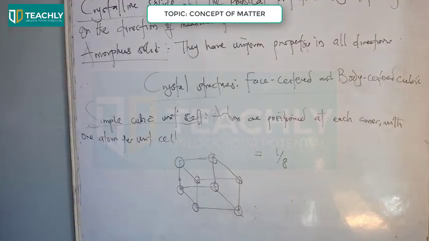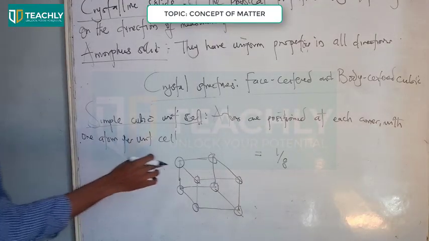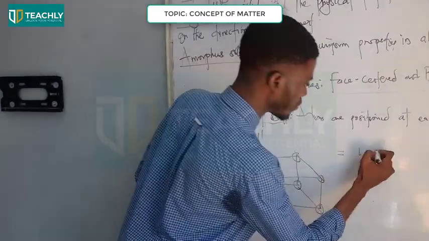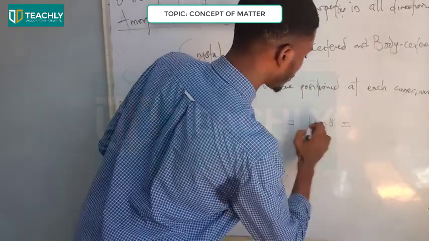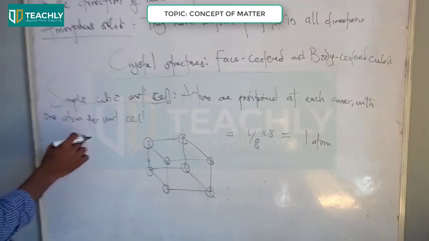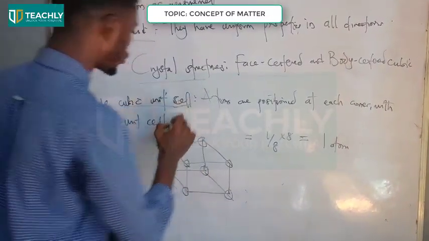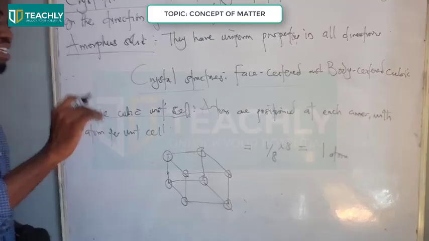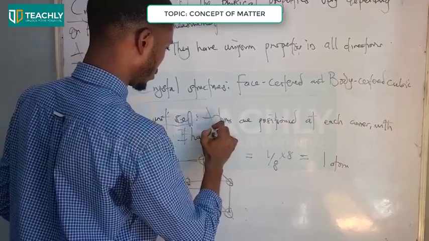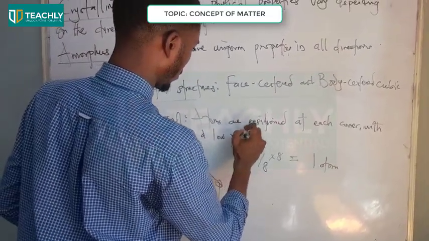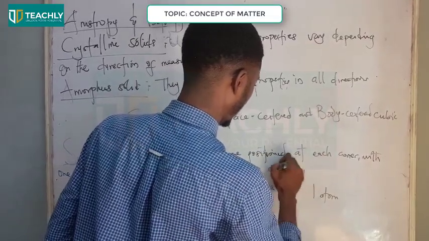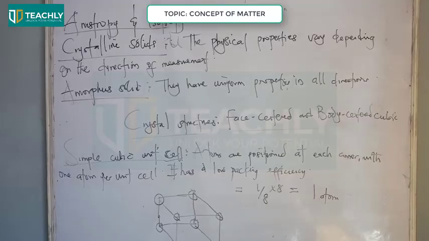If you are following well, I counted 8 earlier. So 1 over 8 times 8 is going to give us 1, with one atom per unit cell. And this structure has a low packing efficiency.